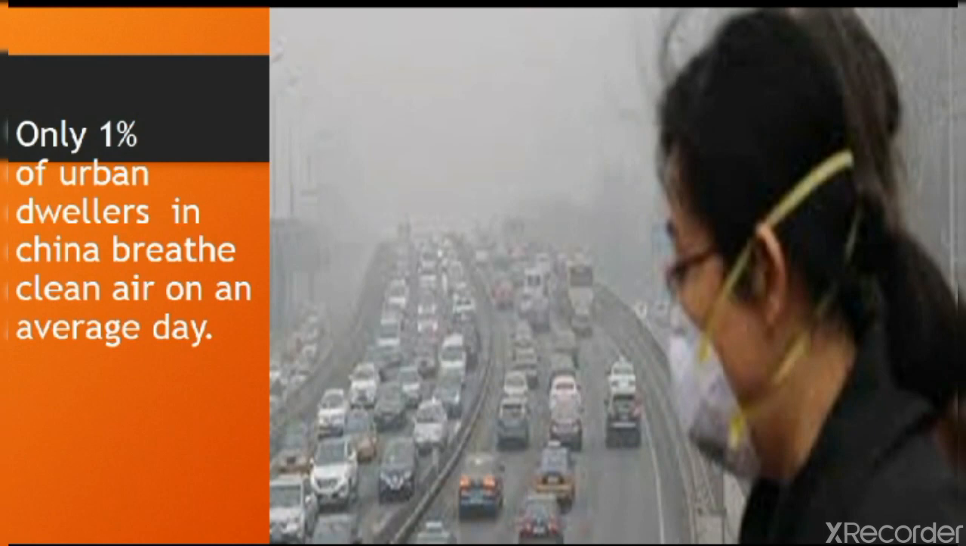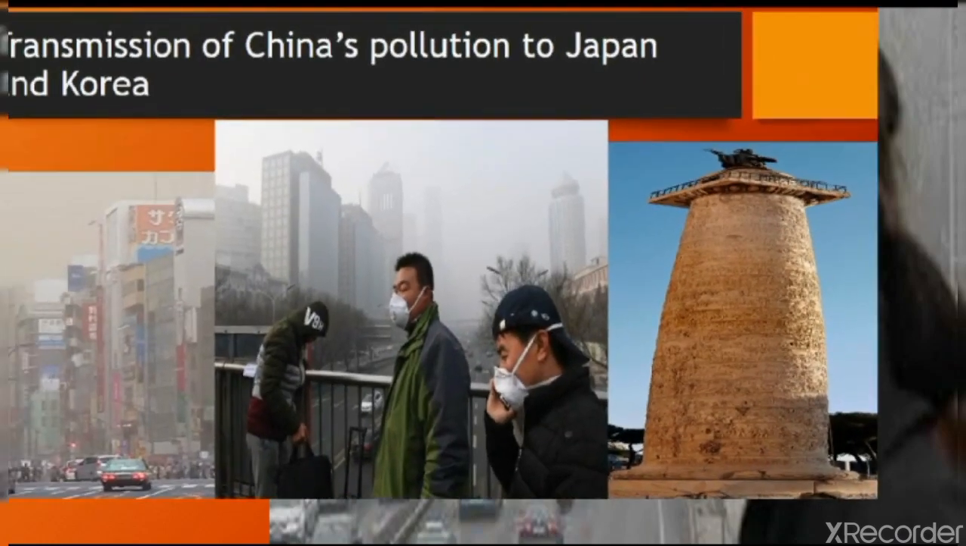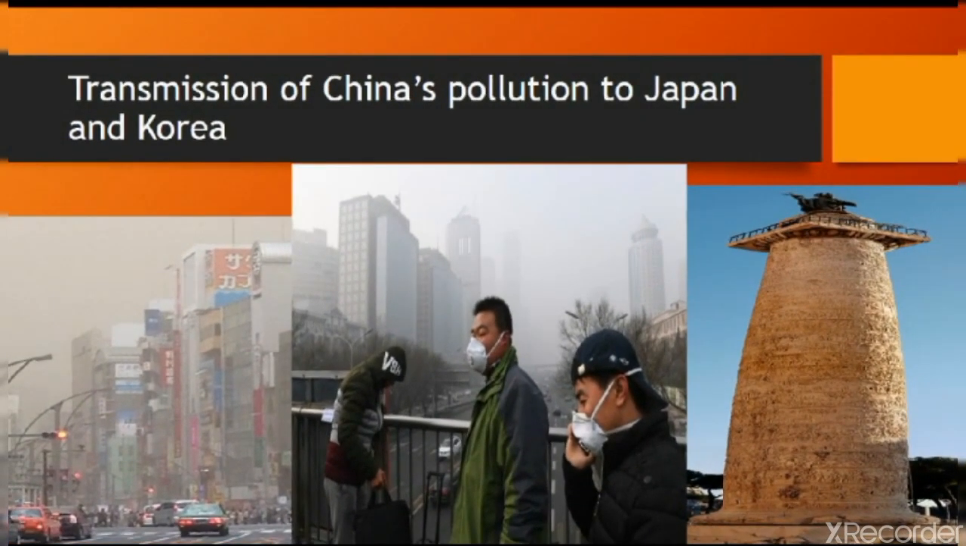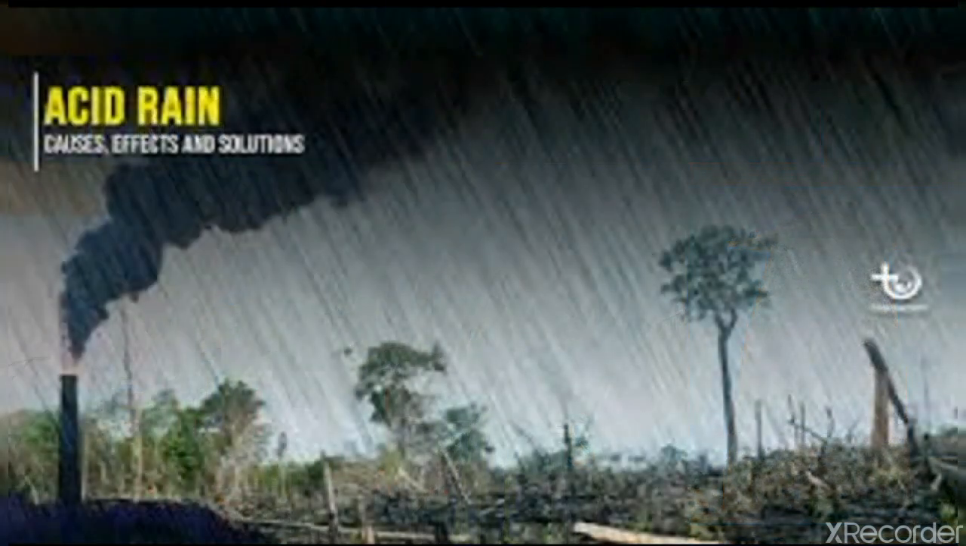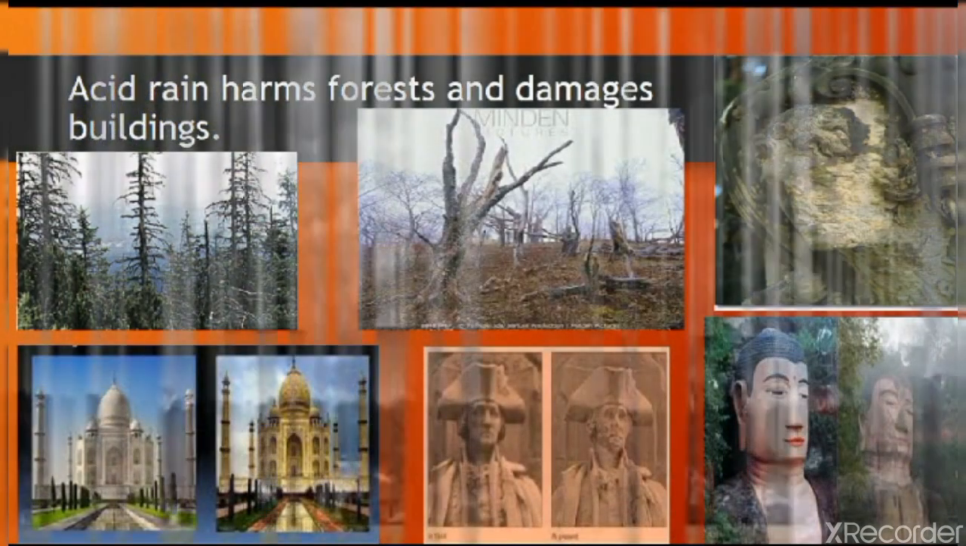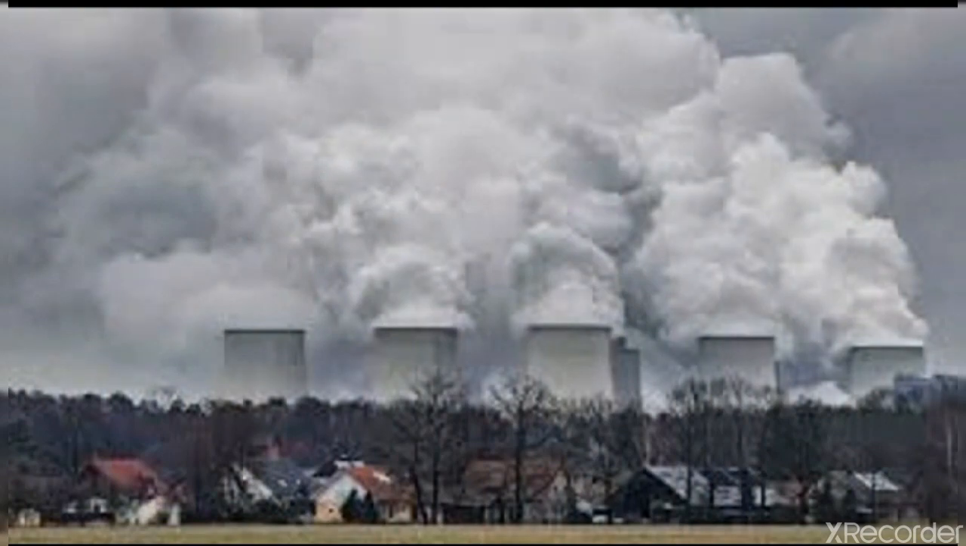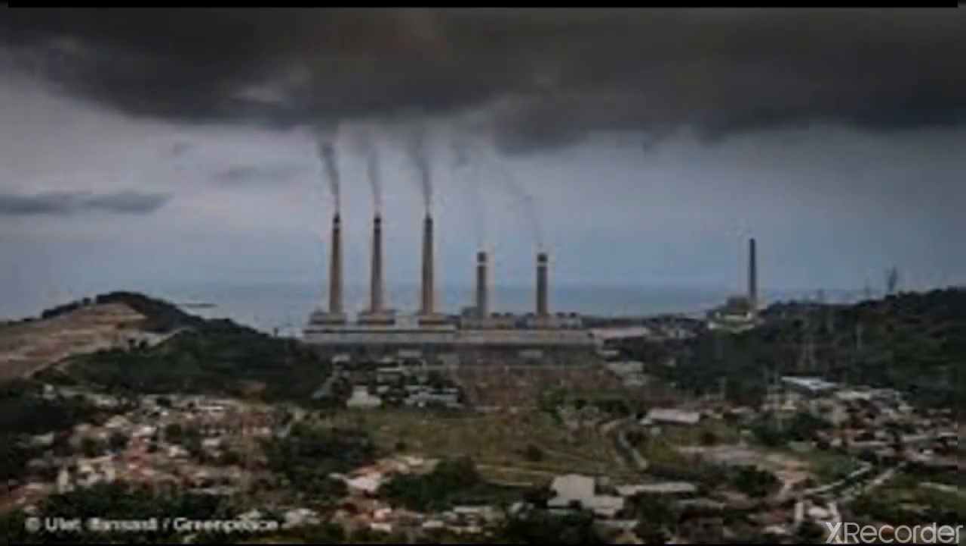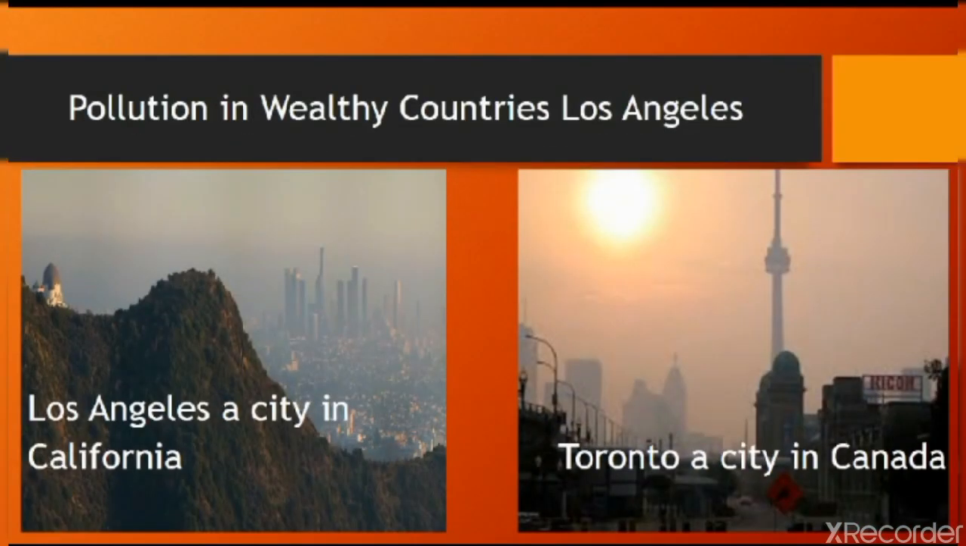According to the European Union, only 1% of urban dwellers in China breathe clean air on an average day. Neighboring countries, including Japan and Korea, receive much of China's pollution in the form of acid rain. This pollution results mainly from the coal-powered factories which produce inexpensive goods for North American and European consumers. Outdoor air pollution is also a concern in many wealthy countries. Those who live and work in urban centers such as Los Angeles or Toronto experience many warm days beneath a layer of smoke.